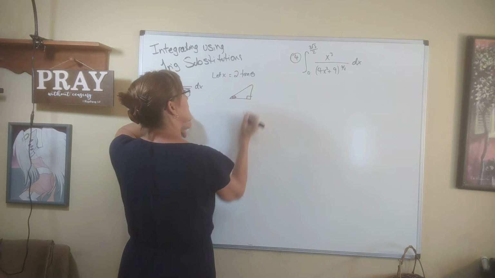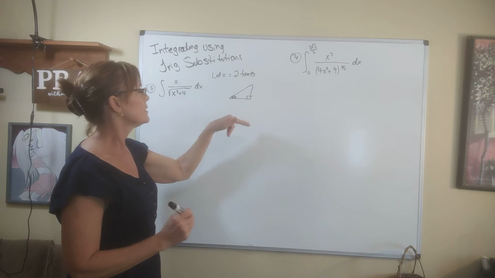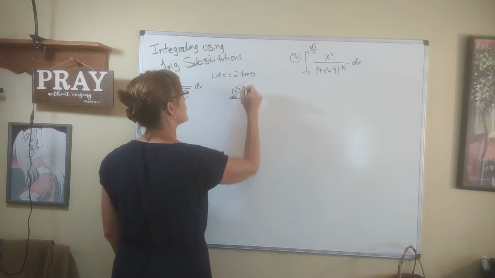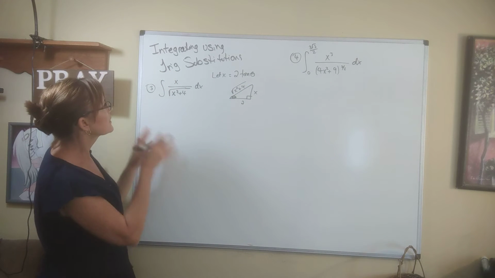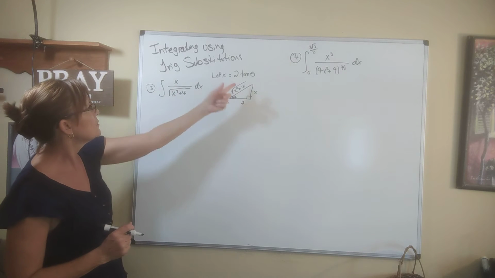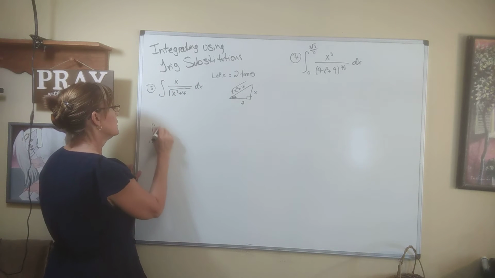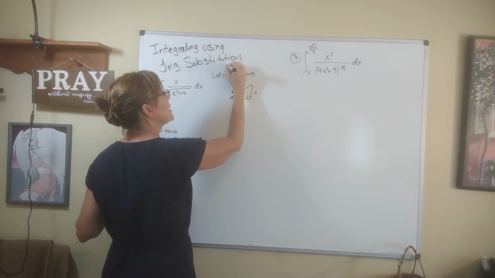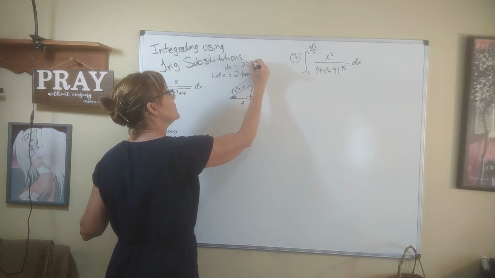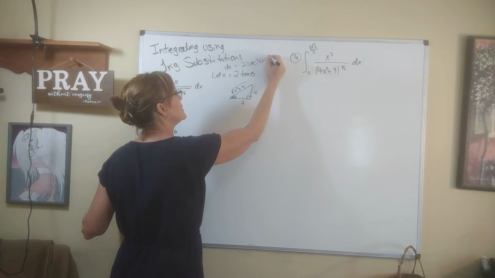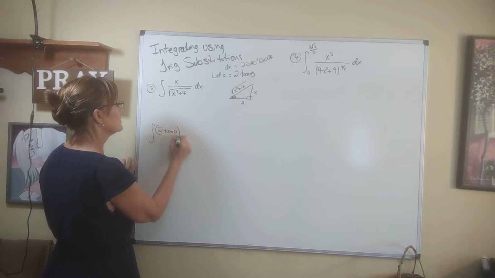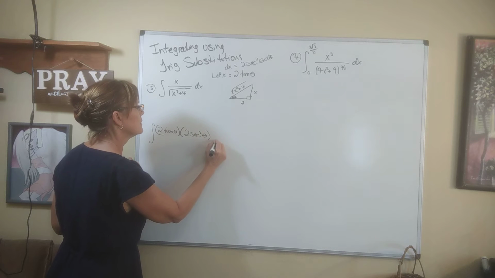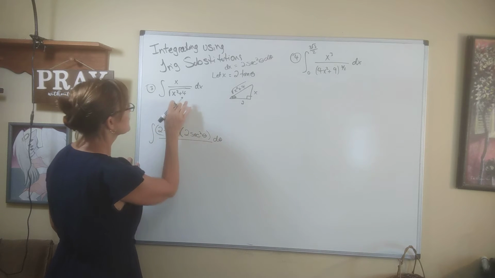Theta is going to be, let's see, tangent's x over 2, or opposite over adjacent. Pythagorean theorem says the hypotenuse is the square root of x squared plus 4. All right, cool. Now let's rewrite. x is 2 tangent theta, that's my x. dx is 2 secant squared theta d theta. So dx is 2 secant squared theta d theta, all over the square root of x squared plus 4.